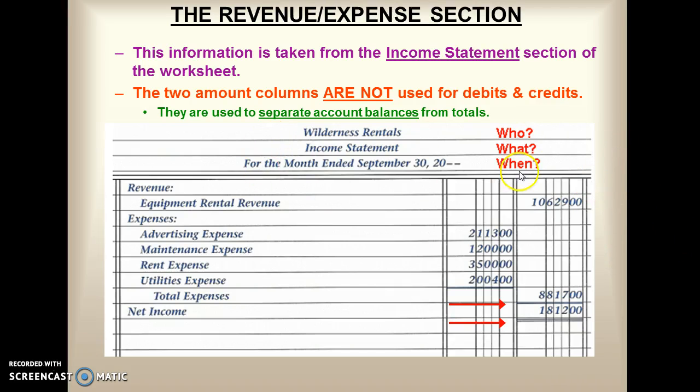Now once again, just remember, this is not debit. Column 1 and column 2 are not debits or credits. If there's more than one amount, it's listed on the left side of column 1. One amount, based on the section, is listed on the right side.